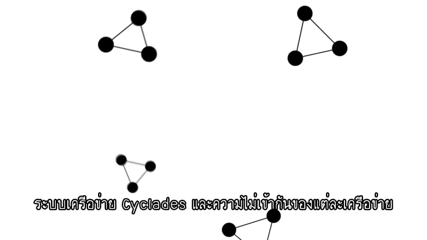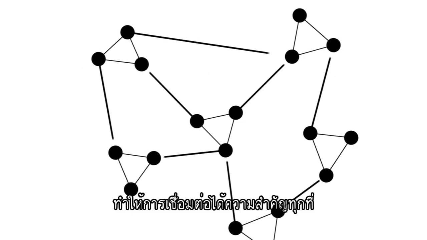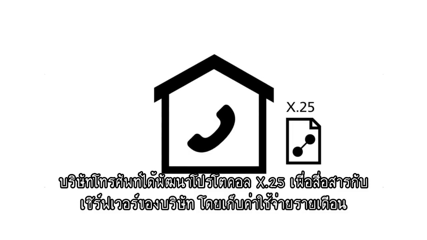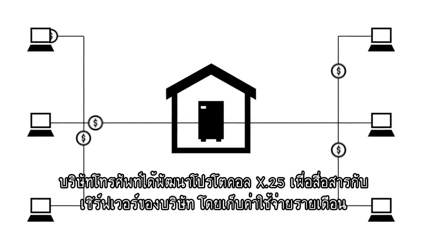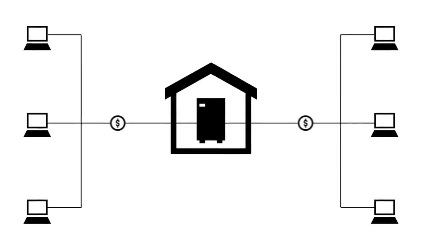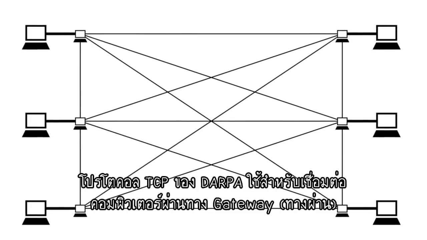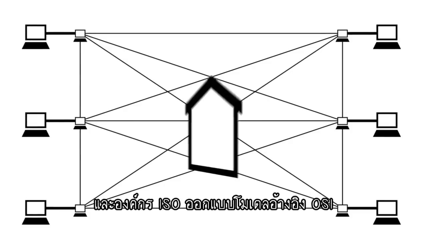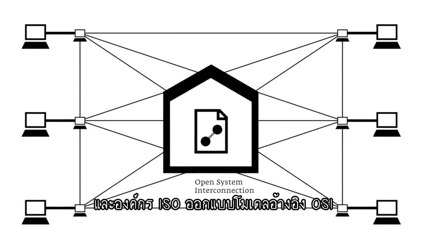Inspired by the Cyclades network and driven by the incompatibility between the networks, their connection gained in importance everywhere. The phone companies developed the X.25 protocol, which enabled communication through their servers, in exchange for a monthly basic charge, of course. DARPA's transmission control protocol was to connect the computers through gateways. And the International Organization for Standardization designed the OSI reference model.